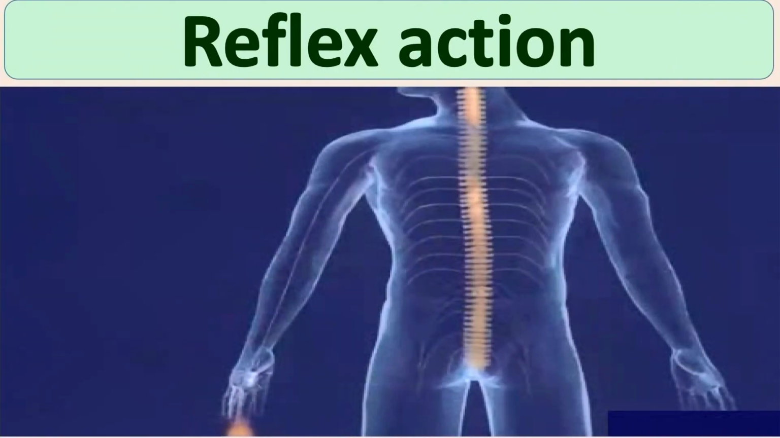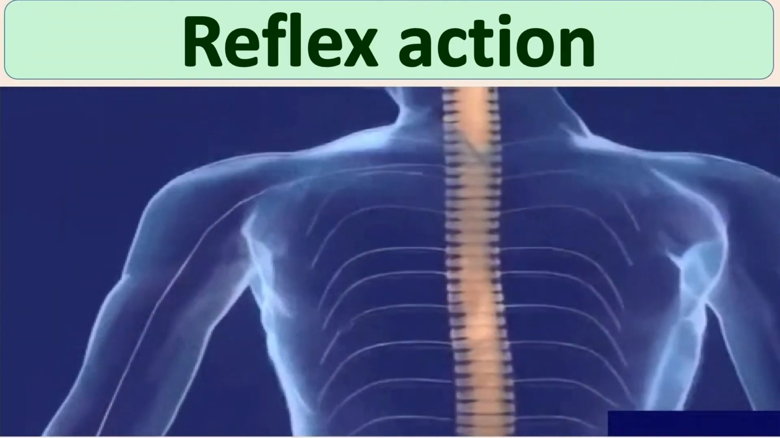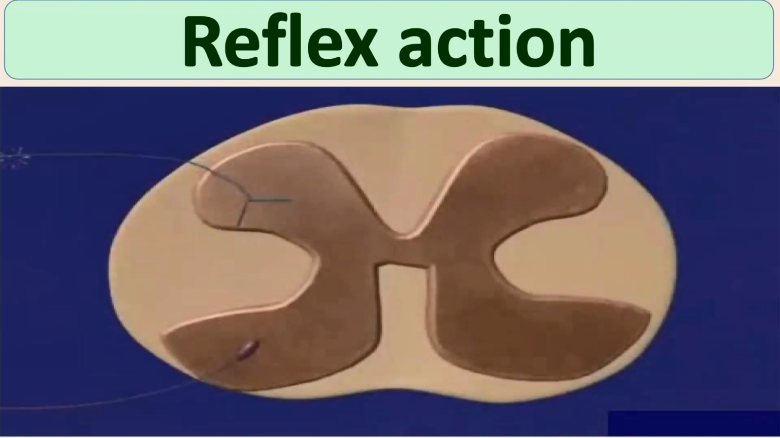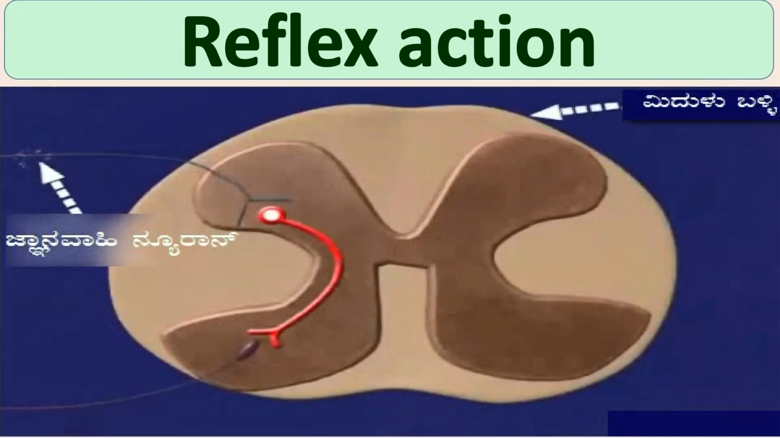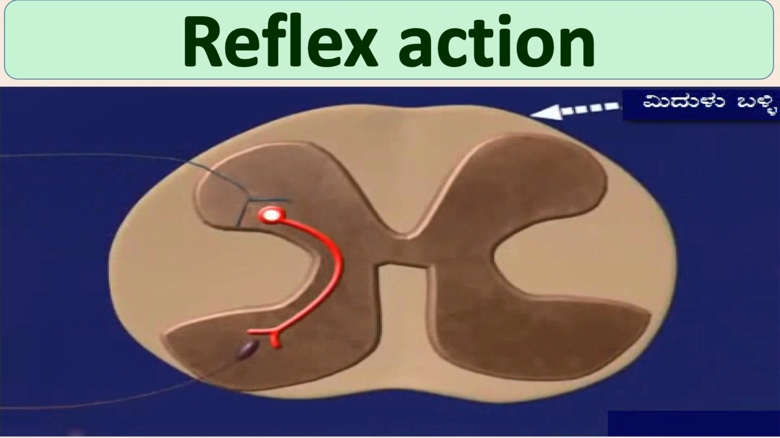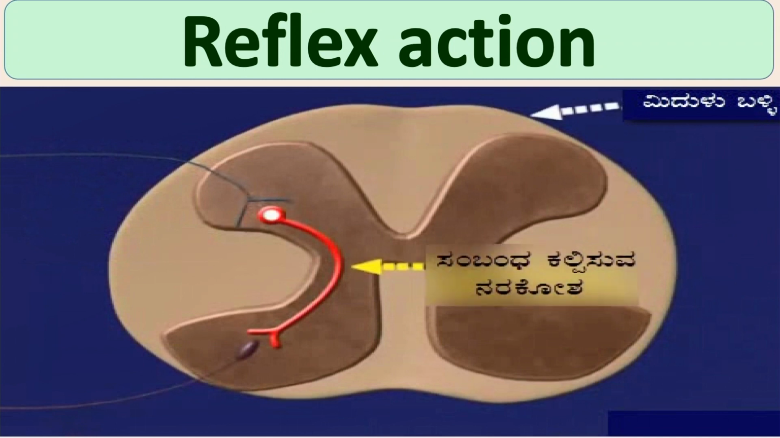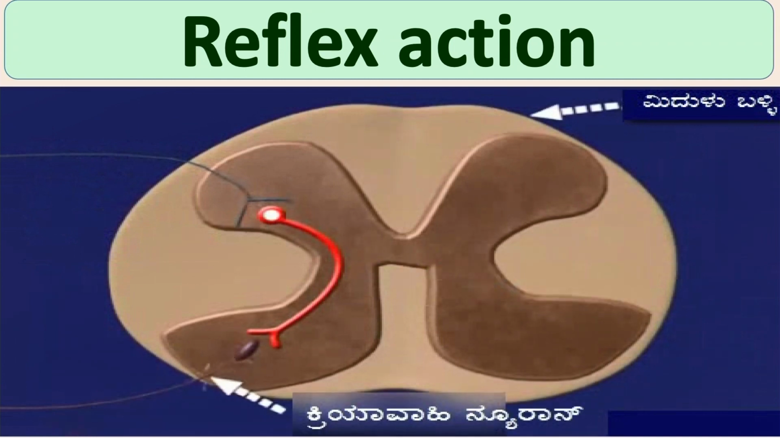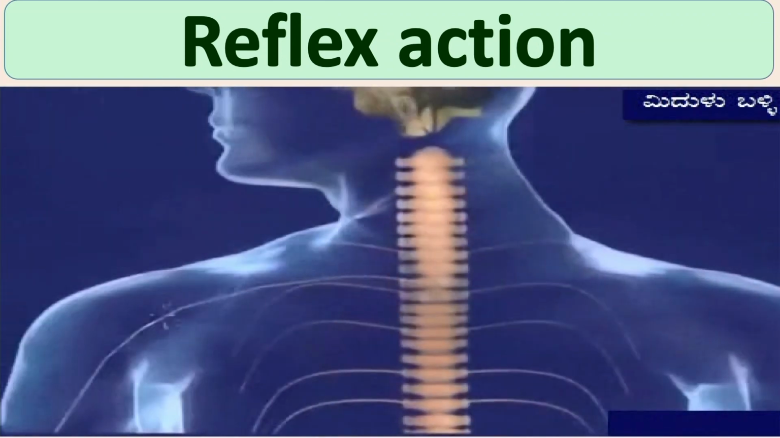So, let us see once again how reflex action is taking place. Watch and enjoy. That is the sensory neuron. Next one is the relay neuron. The motor neuron is the one that carries the action to the effector.